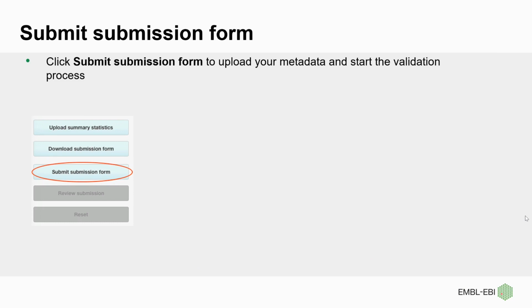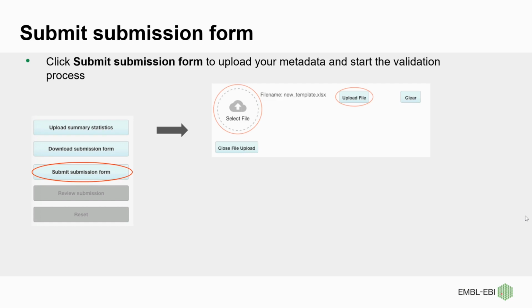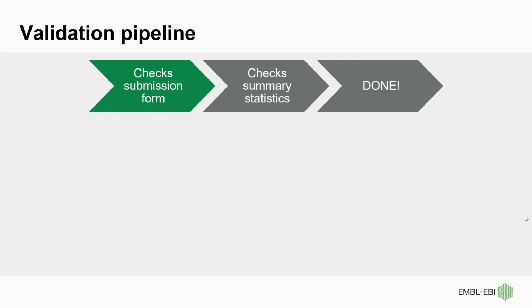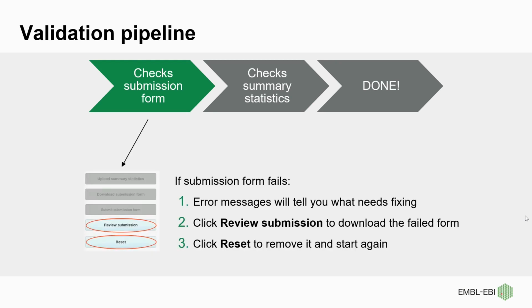So once you've finished entering the metadata in the submission form with the study and sample information all complete, you can click Submit Submission Form to upload the completed file and start validation. So the validation pipeline first checks the submission form, and if it fails, you'll see an error message to tell you what needs to be fixed. You can click Review Submission to download the failed form, and click Reset to remove it and start again.